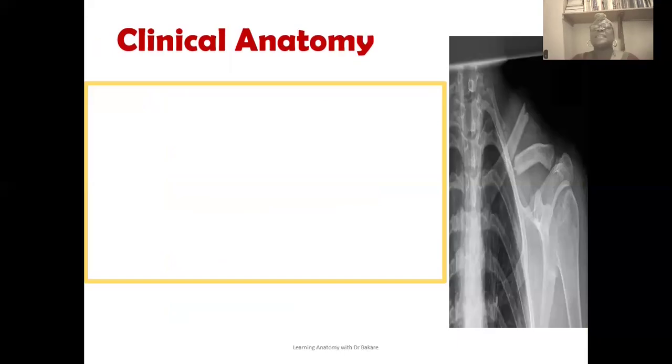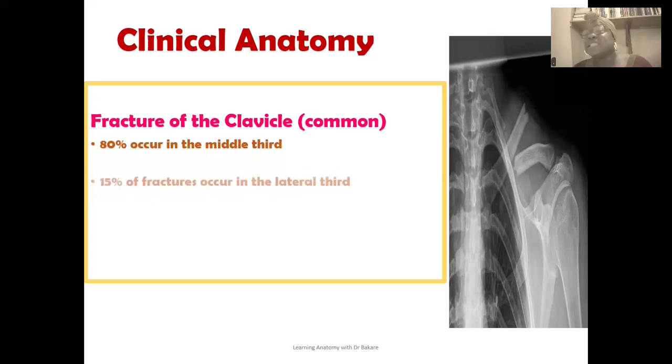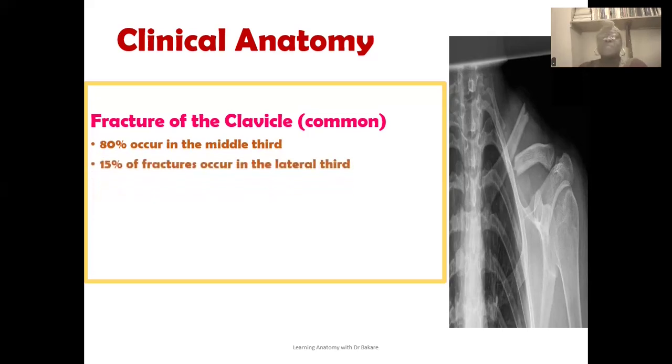So let's look at clinical anatomy. Let's look at fracture of the clavicle. Fracture of the clavicle is common, and it is seen to occur most in the middle third in about 80% of subjects, while 15% of subjects are seen to have their fracture in the lateral third, while the lowest incidence of clavicular fracture will occur in the medial third.